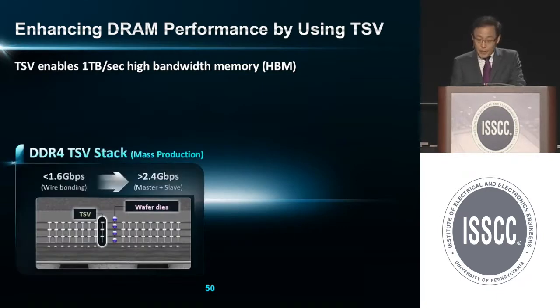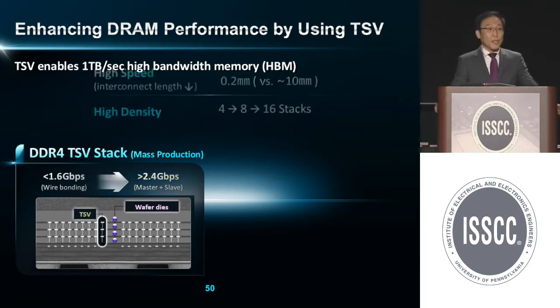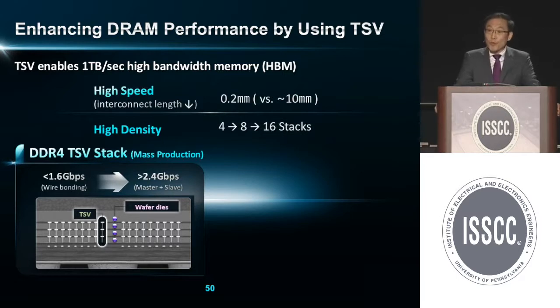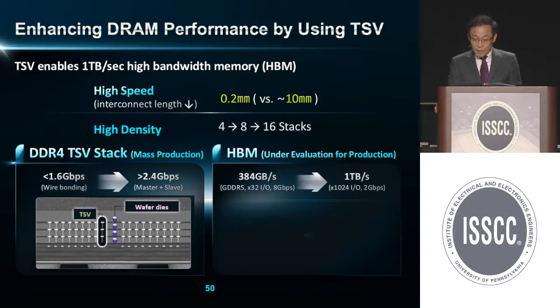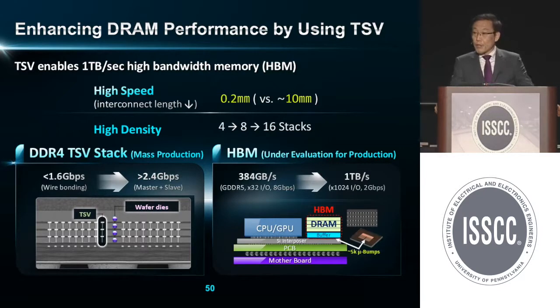This world-first 4-stack TSV DRAM product, shown on the left bottom, has 2.4 gigabps I/O speed. This was possible because TSV's interconnect length is only 0.2 millimeter compared to the conventional 10 millimeter. Soon, by extending the current limitation of 30 IOs to more than 1,000 IOs, we could increase total bandwidth to 1 terabyte per sec, even when each IO bandwidth is decreased from 8 gigabps to 2 gigabps.